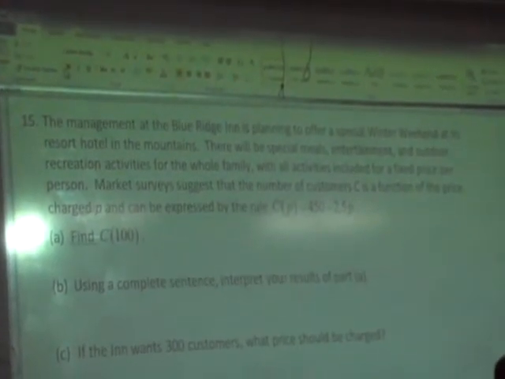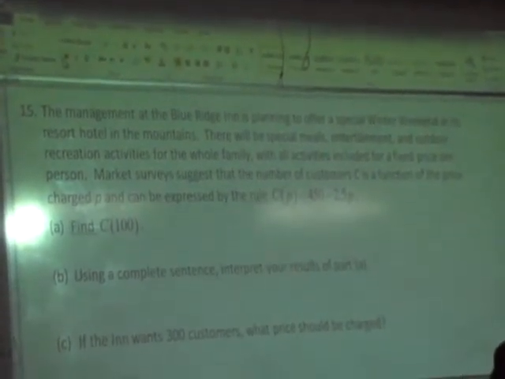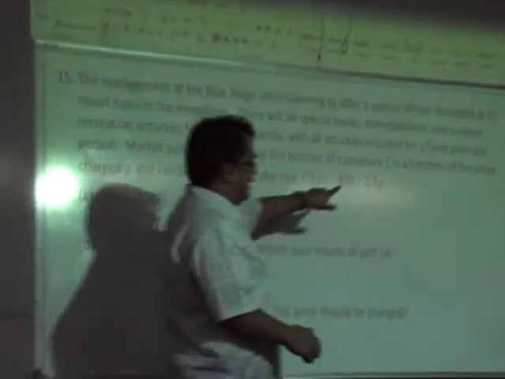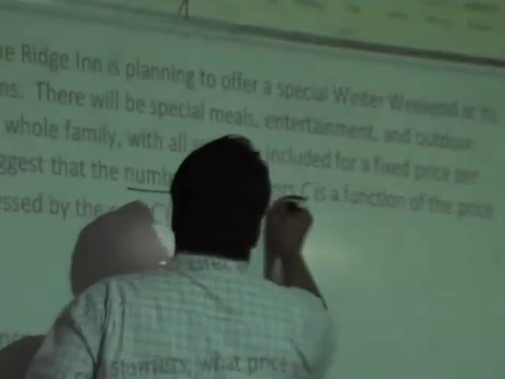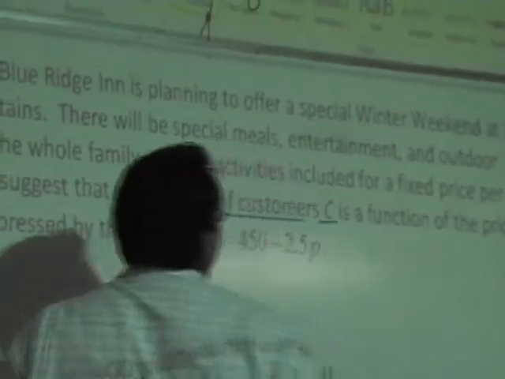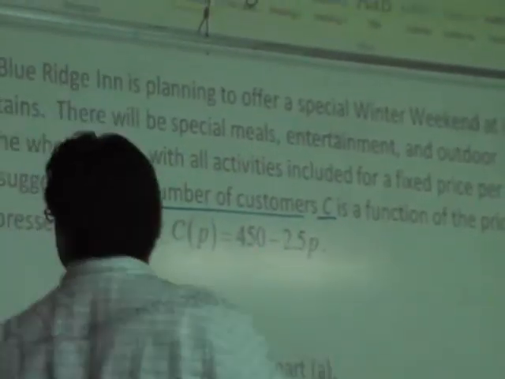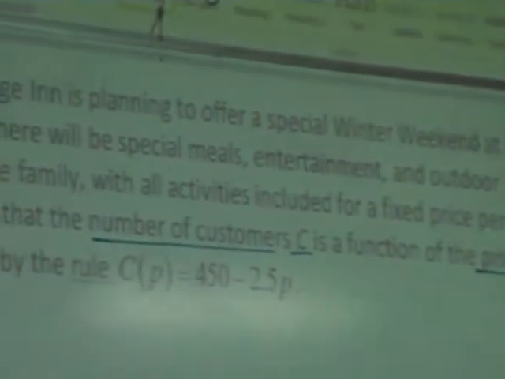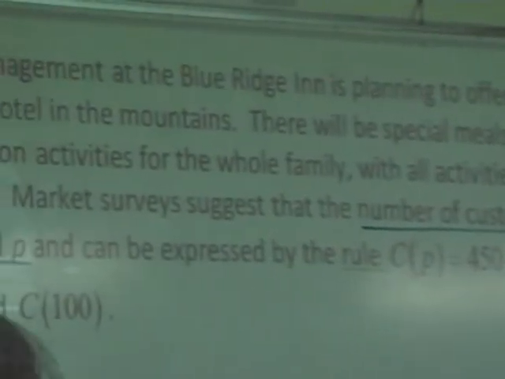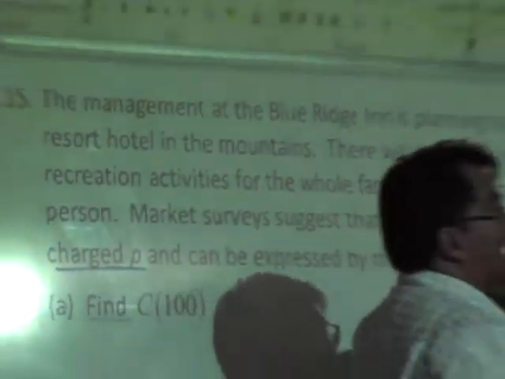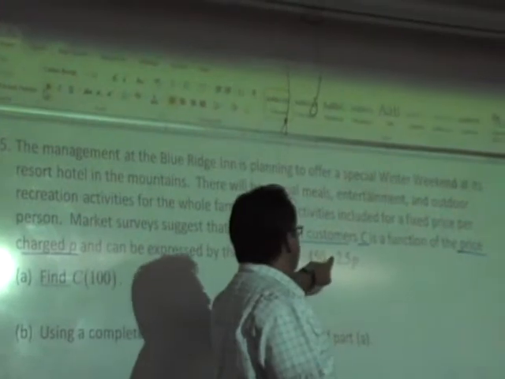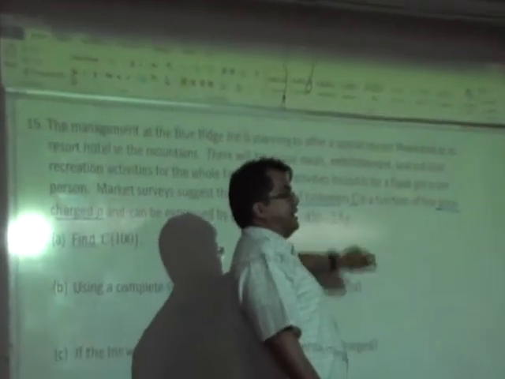Market survey suggests that the number of customers C, again, be aware of the meaning of this letter. So maybe you underline number of customers is C. It's a function of the price. And what's the price? P. Be aware of that. The number of customers will be 450 minus 2.5 times the price.